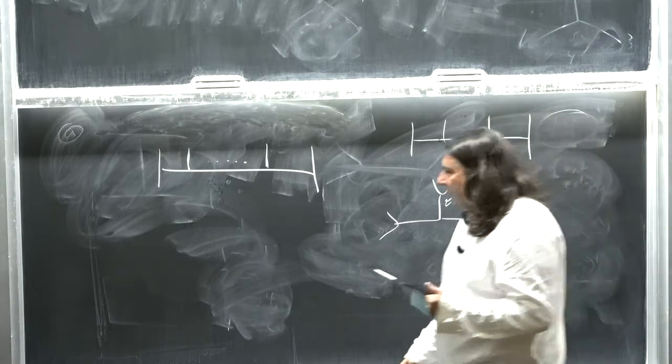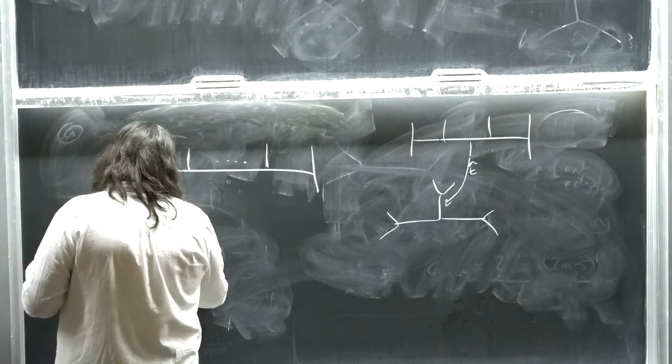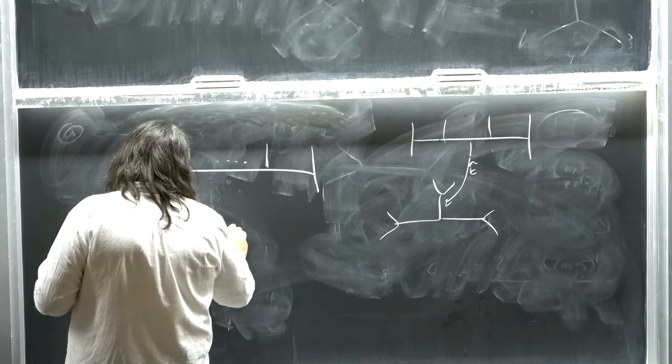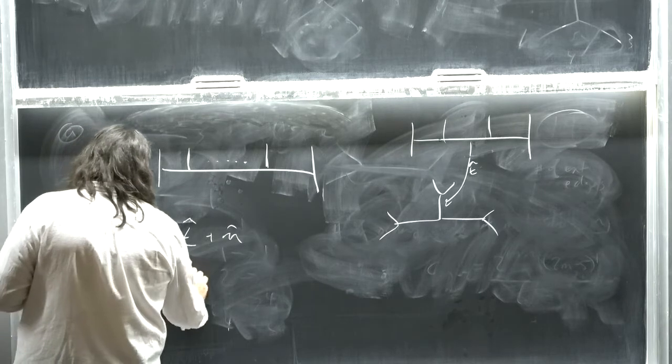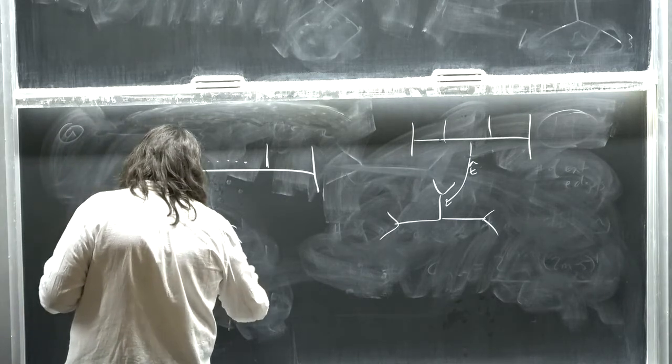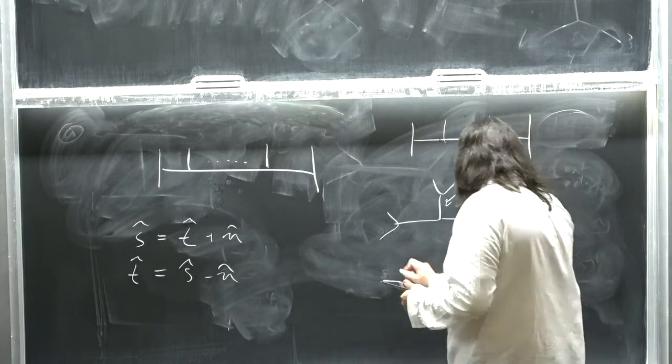Now, what is the Jacobi relation? s-hat as the identity equals t-hat plus u-hat. Or, if you like, t-hat equals s-hat minus u-hat. Okay? What's a u-hat on this guy?